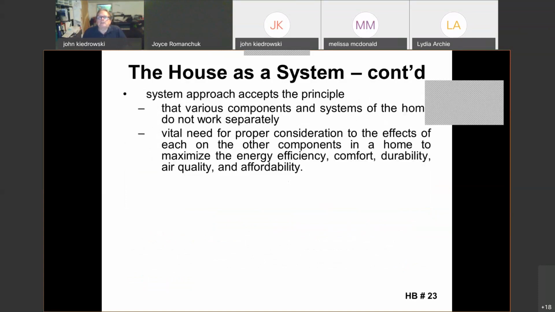So again, the system approach accepts the principle that the various components and systems do not work separately. Many of them work together. There is a vital need for proper consideration of the effects of each on the components in a home, to maximize the energy efficiency, which is potentially a goal, but also the comfort, durability, air quality and affordability of the house.